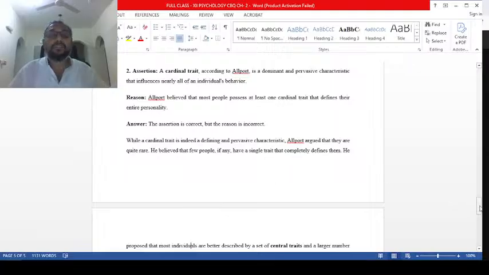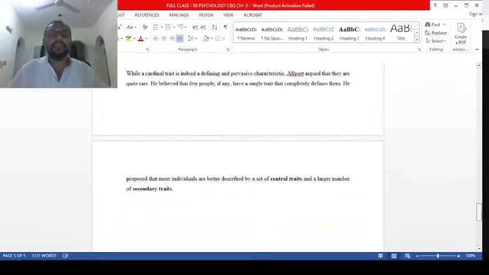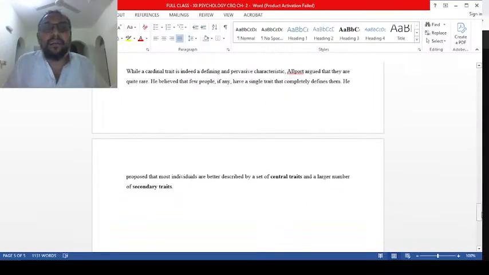If you would like to see the explanation here, I can give to you. The cardinal trait is indeed a defining and pervasive characteristic. Alport argued that they are quite rare, yes. He believed that few people, if any, have a single trait that completely defines them. He proposed that most individuals are better described by a set of central traits and a large number of secondary traits. Yes, majority of the people we can understand in terms of their secondary traits as well as their other traits. Here it is a very clear one for us, my children.